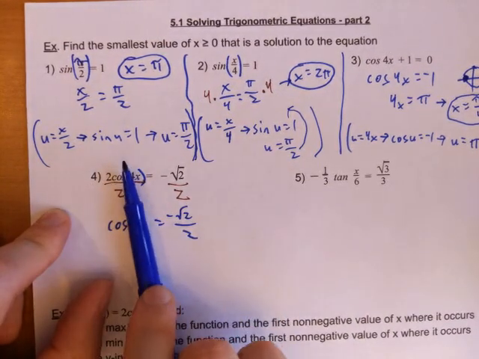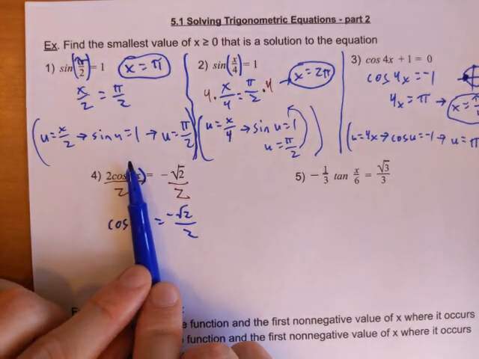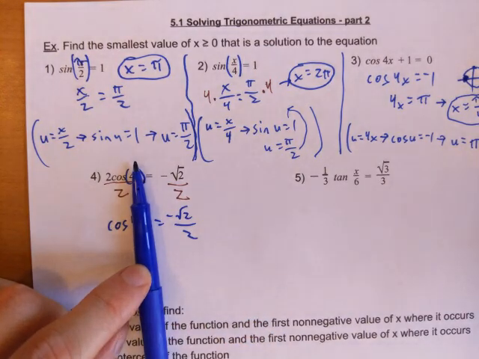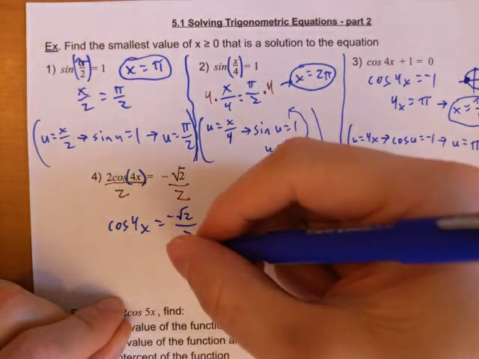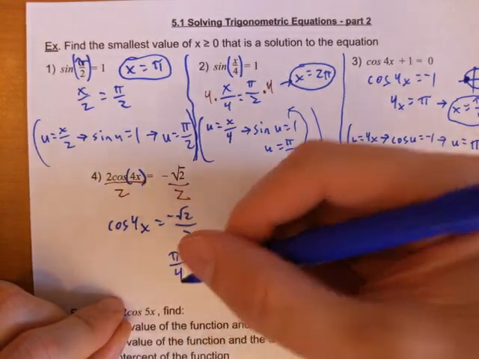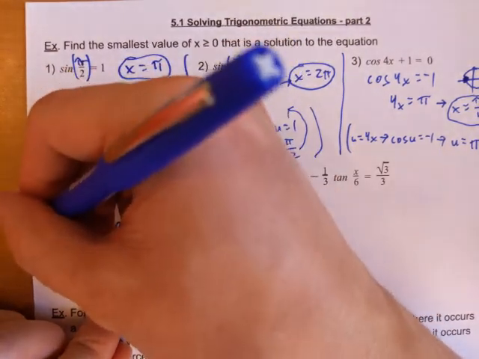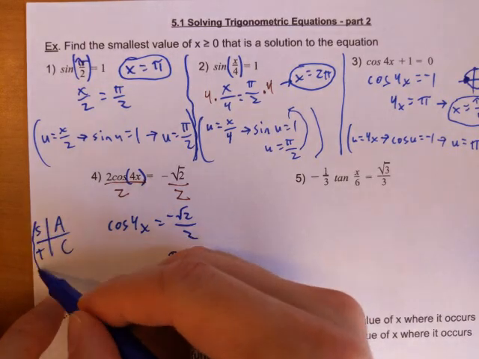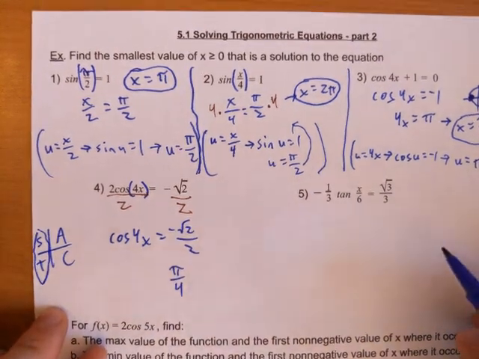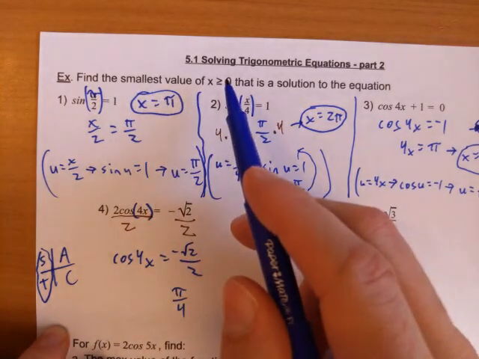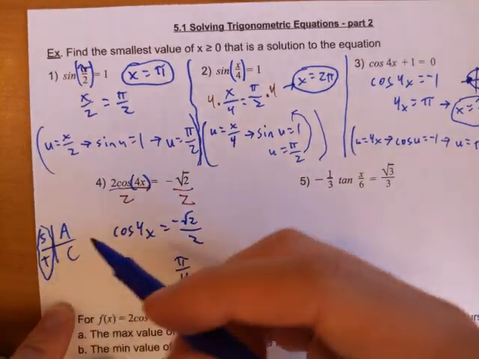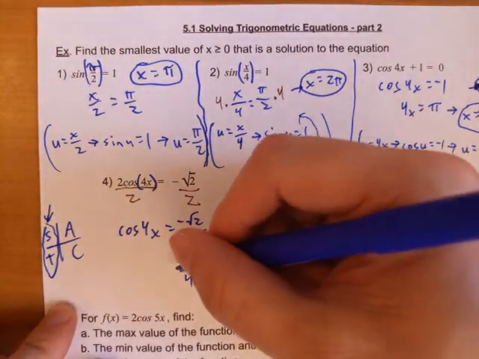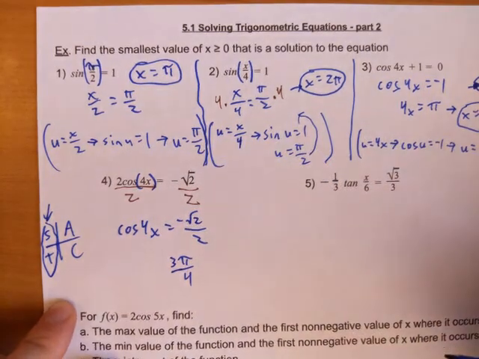I'll ignore the 4x for a minute, and I'm thinking, when does cosine equal negative root 2 over 2? Well, root 2 over 2, or you might know it as 1 over root 2, that's got to be some sort of pi over 4. But I want it to be negative, so I have to think about All Students Take Calculus, ASTC. Cosine can be negative for the second or the third quadrant. Again, we're just looking for one answer here, though. We just want the smallest angle. So the angle that has the least rotation here, that's going to be the second quadrant one. And the second quadrant pi over 4 angle will be 3 pi over 4.